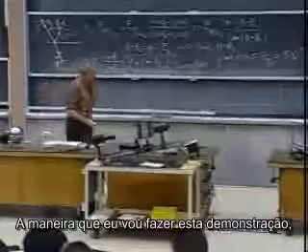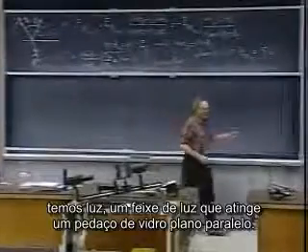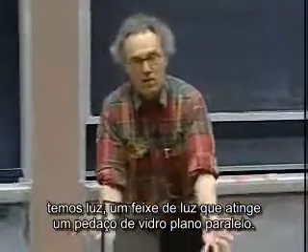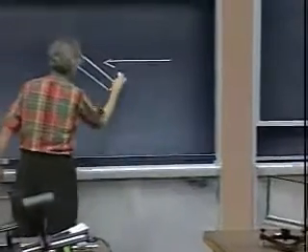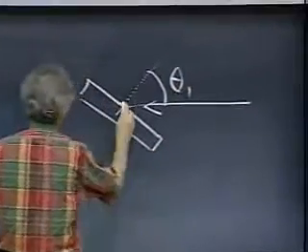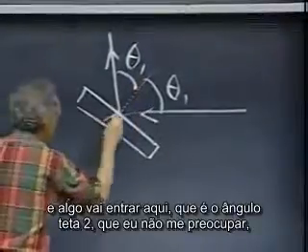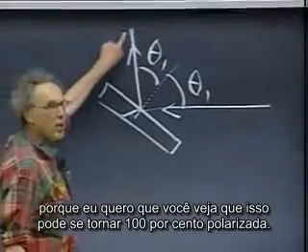The way I'm going to do this demonstration, it's set up right here. We have a light beam that strikes a piece of plain parallel glass. That's all it is. There's nothing special about this piece of glass. So the light comes in like so, and here I have a piece of glass. This is the angle of incidence, theta 1. And so it's going to be reflected in this direction, whereby this angle is also theta 1. And something will go in here, that is that angle theta 2, which I don't worry about, because I want you to see that this can become 100% polarized.